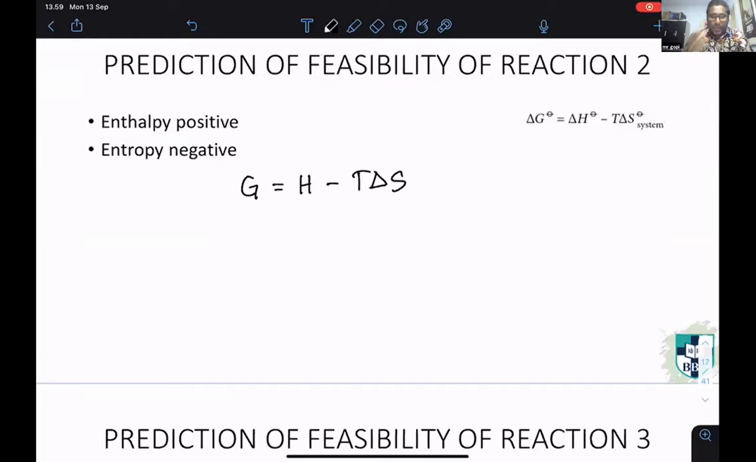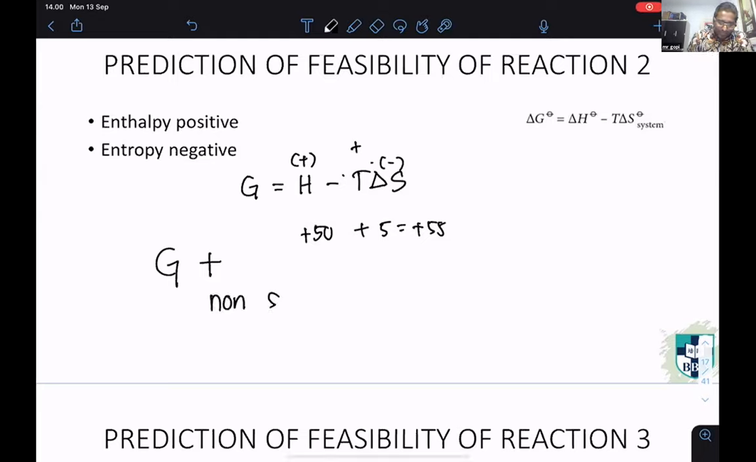Now, if you look over here, if your enthalpy is positive, this value is positive, and your entropy is negative, this value is negative. If you are using your maths, negative and negative is going to be positive. If I'm using 50 plus 5, I will get plus 55. So your Gibbs free energy is automatically going to be positive at any temperature. So this is telling us that this reaction is going to be non-spontaneous.